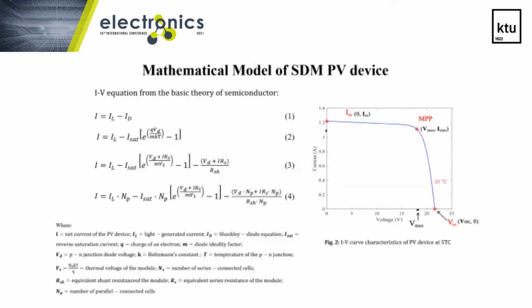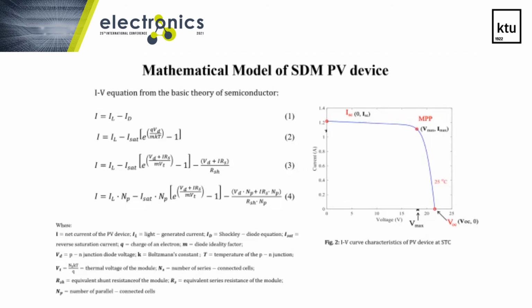Now, the mathematical model of the single diode model PV device used. As you can see, equations 1 to 4 show the IV equation parameters from the basic theory of semiconductors. In figure 2, you can see the IV curve characteristic of the PV device at standard test conditions. On this figure, you can see 3 highlighted critical points on this curve, which are ISC, the short circuit current, VOC, the open circuit voltage, and the MPP, that is the maximum power point of the IV curve characteristics.